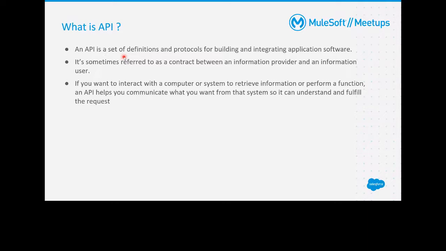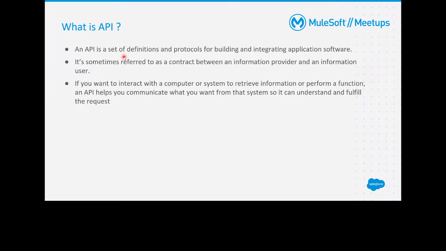So an API is like a contract between these two. It is used by the information user to connect with the information provider to fetch the appropriate details that they need. It is a contract between the two parties. If you want to interact with any system, whether it is a computer system to retrieve information or perform an action or a function, an API helps to communicate with it.